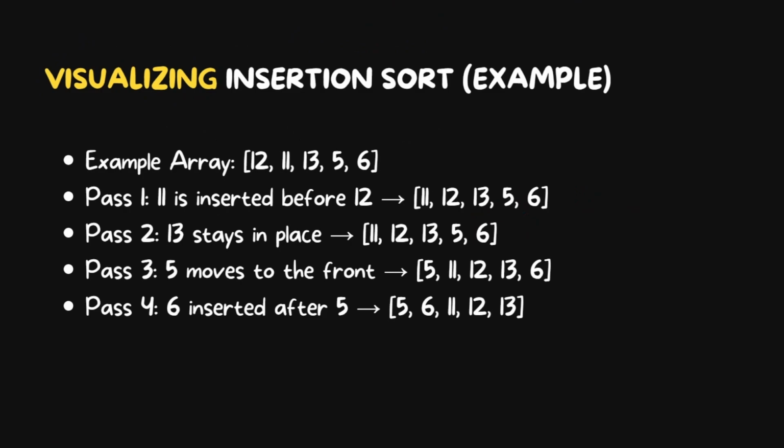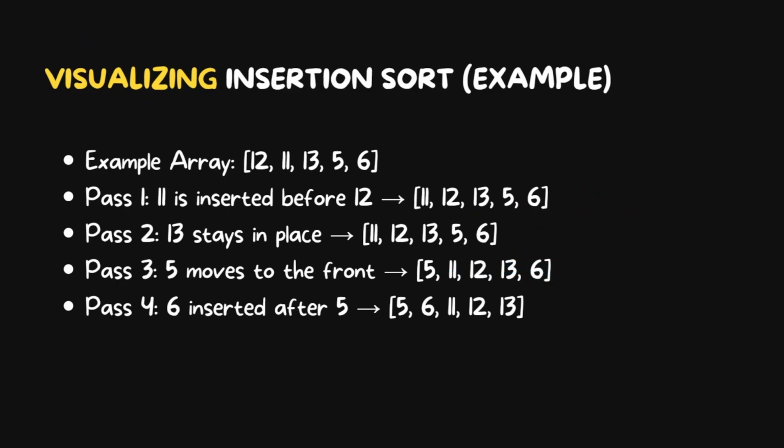In pass 3, we compare 5 with 13, 12 and 11. We shift elements and place 5. While comparing with 11, 12 and 13, 5 is smaller, so we place 5 in the first position. In pass 4, we compare 6 with the previous elements and insert 6 in the second position, since 6 is smaller than 11, 12 and 13.